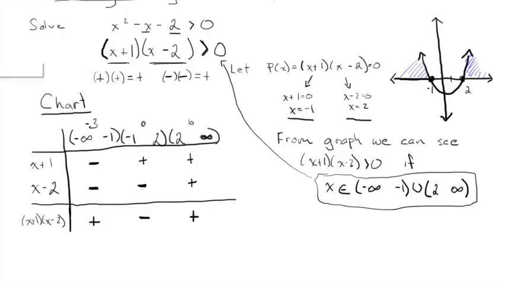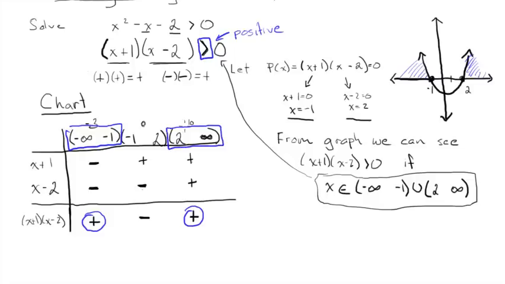So now you go back to what inequality you're looking at. We're looking at bigger than 0, meaning positive, right? We want to find out when the product is positive. So that would be this one and this one, meaning these are the intervals from negative infinity to negative 1 and from 2 to infinity, which is the exact same intervals we got over here. So from the chart, we get, therefore, x is an element of negative infinity to negative 1, union, 2 to infinity.